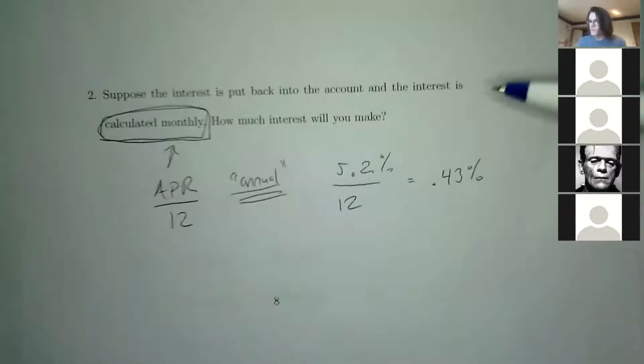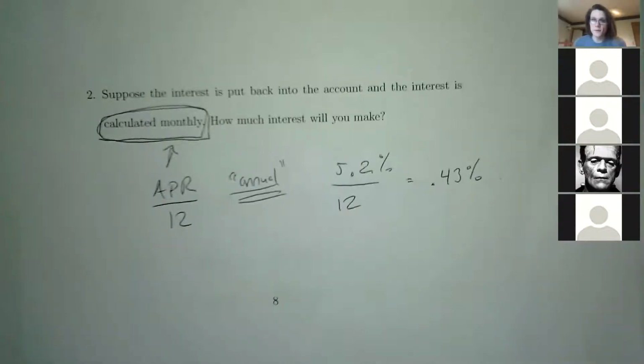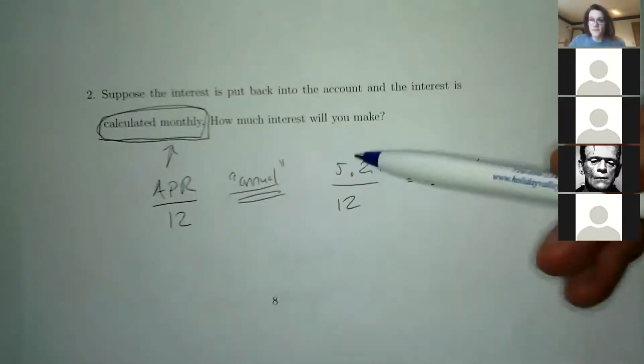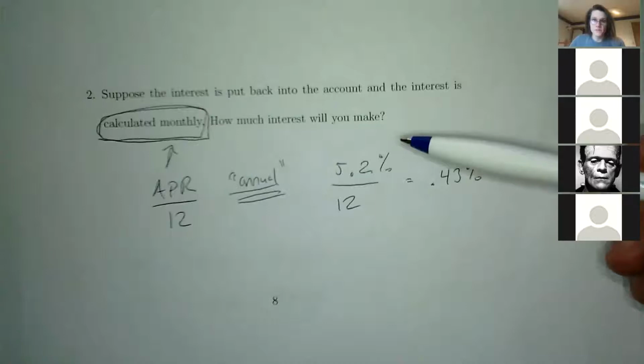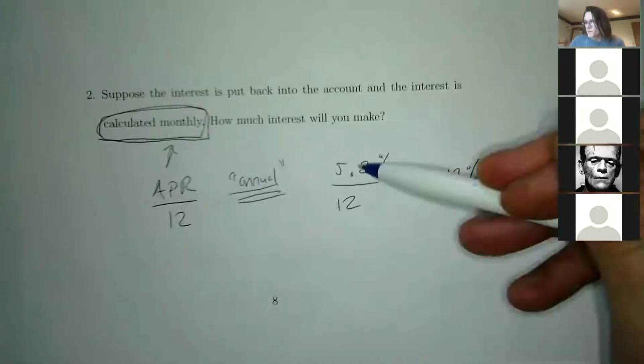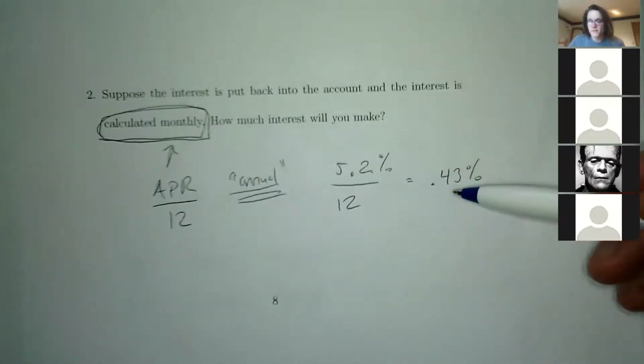So when we start doing, we're doing monthly in this example. So when we do monthly compounded interest, you take the APR and divide it by 12 because there's 12 months in a year and you're doing it 12 times. And when we did that, we got 0.43%.